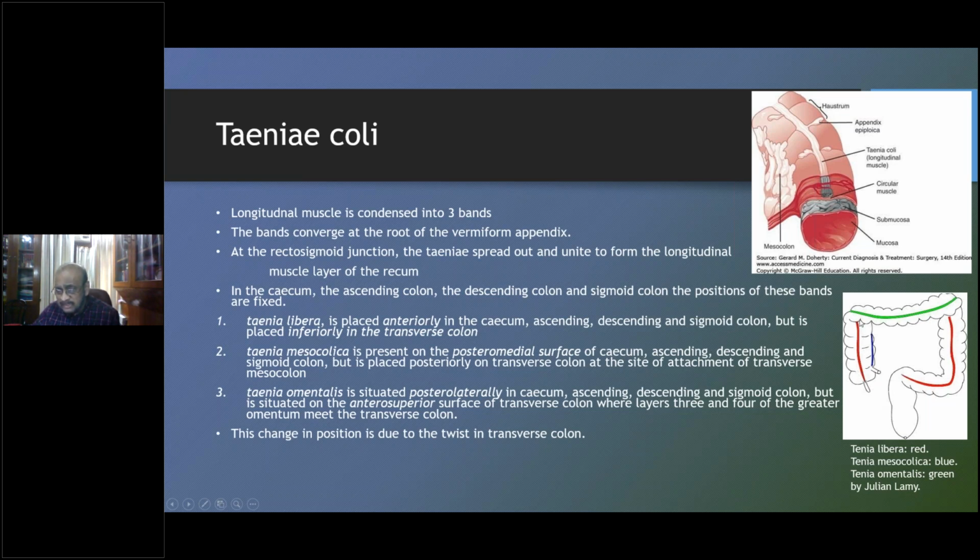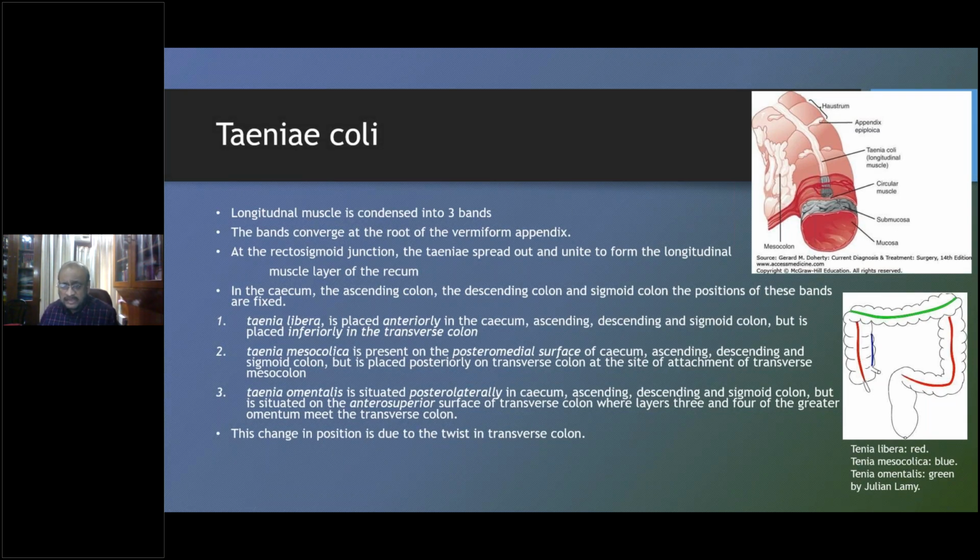But what happens in the transverse colon? In the transverse colon, it is placed inferiorly. It would be here. That's why the red line is not seen out here. The second is the tinea mesocolica, which is the part in the mesenteric side. So the mesentery of the ascending colon is attached out here. So this tinea coli is around the mesenteric part of the ascending colon, descending and sigmoid colon. In the cecum, ascending, descending, and sigmoid, they are all placed towards the mesenteric side.